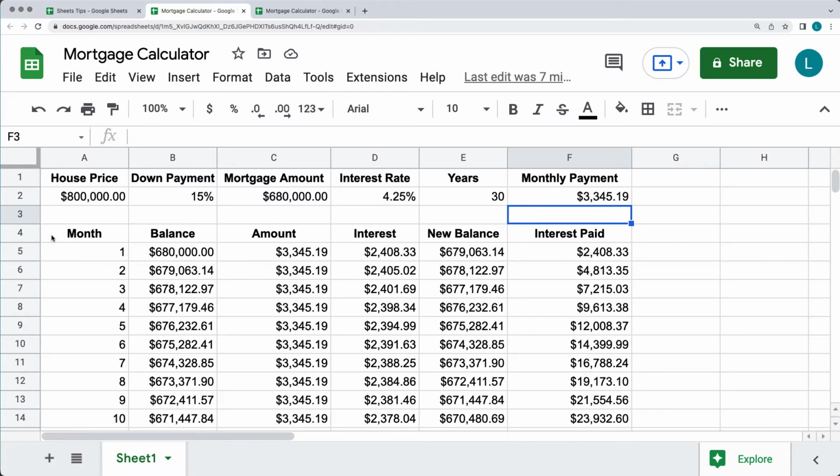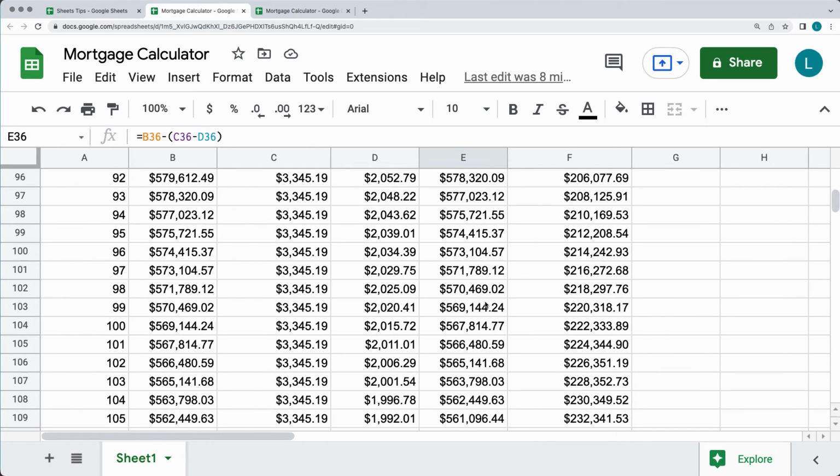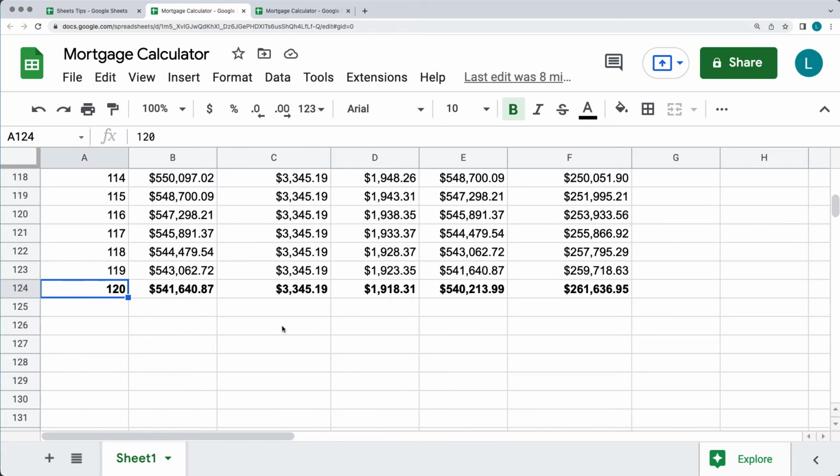Just below, we're going to have each month with the balances, the amount that is being paid, and that's going to be the monthly payment amount, the amount of interest within the total amount that's being paid, also the new balance once this payment has been paid, and the amount of interest that has been paid thus far. So this will continuously increase, and the amount that is borrowed will decrease until we get to 120 months.